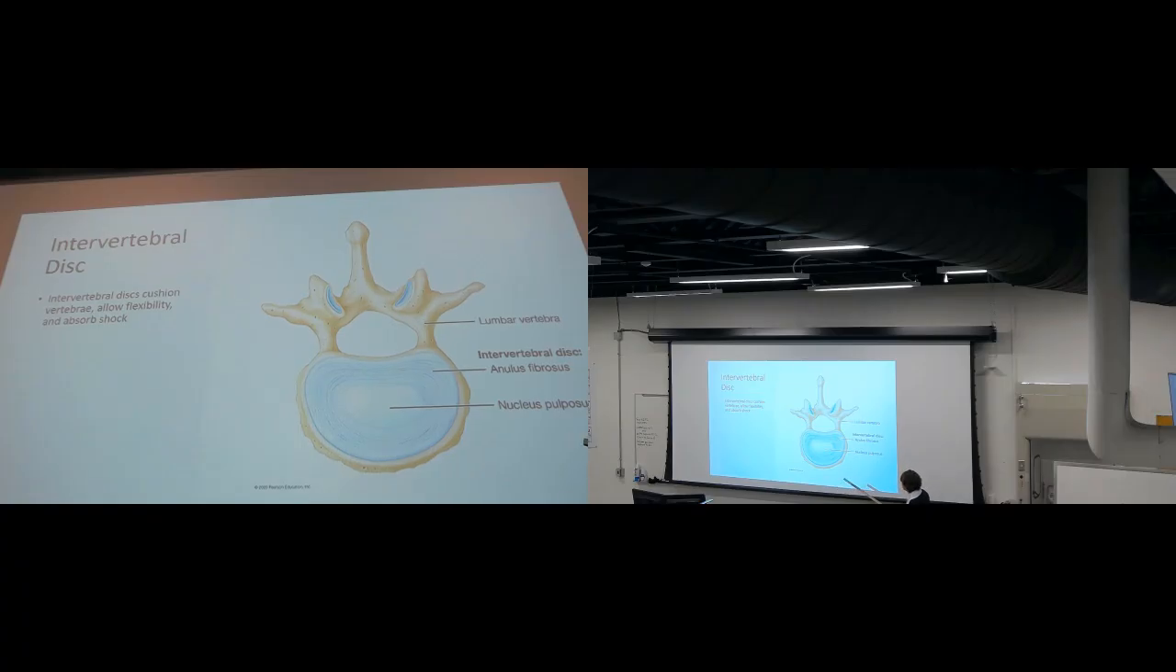This is a superior view to show you a vertebra with its intervertebral disc. This intervertebral disc has concentric layers of very strong collagen fibers. This is called the annulus fibrosus. Annulus means ring, fibrosus means fiber. So it's a ring of collagen fibers. Protected by this fibrous ring, in the middle, is this soft tissue called the nucleus pulposus.